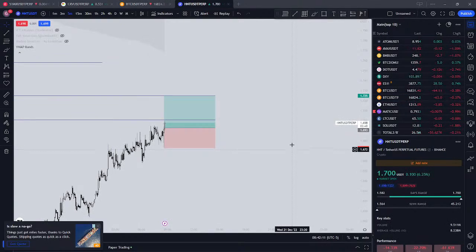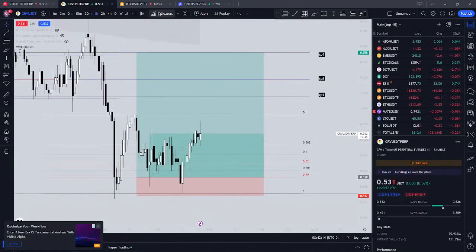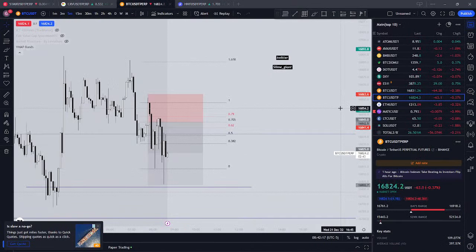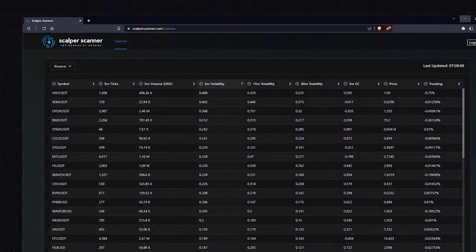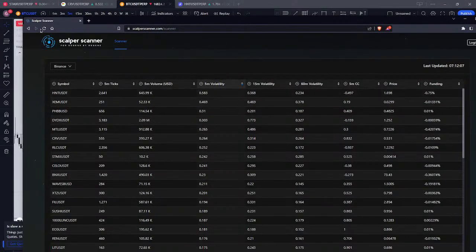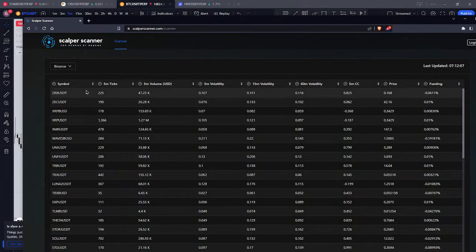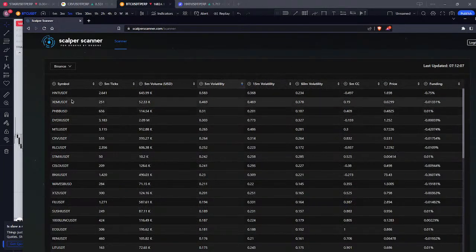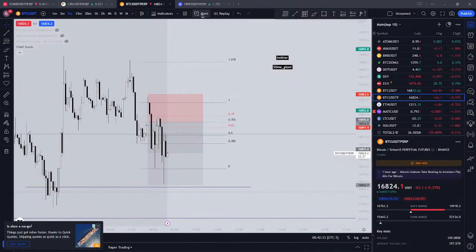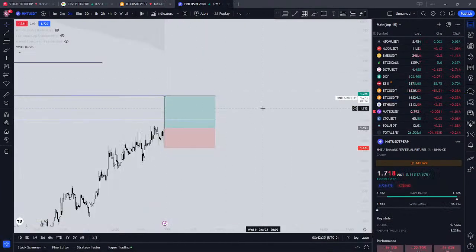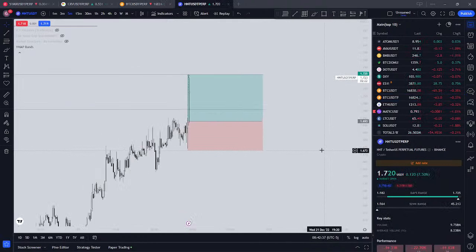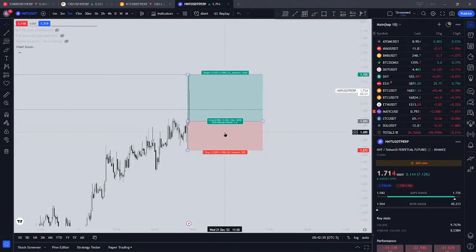Okay, so yeah, nothing else really going on here. Let's see what the scalper scanner says if we refresh it. Okay, and on 5 minutes hot: XEM, PHB, BUSD. Let's see what's up with that. Okay, yeah. So here you go, guys.